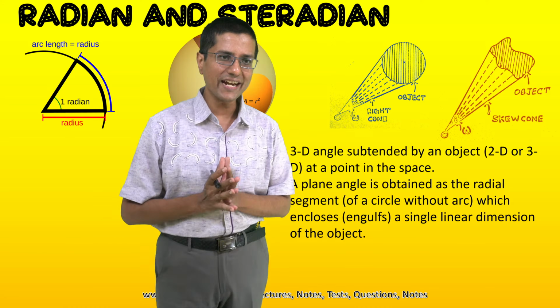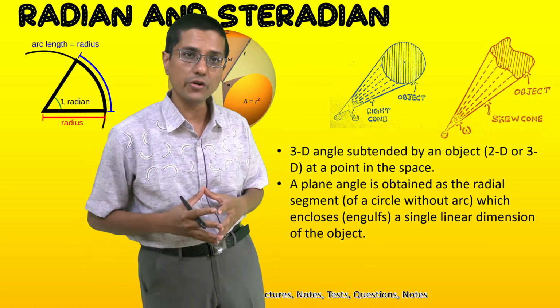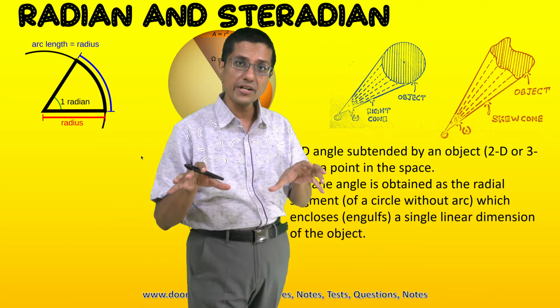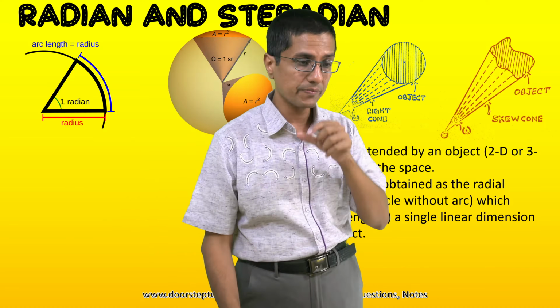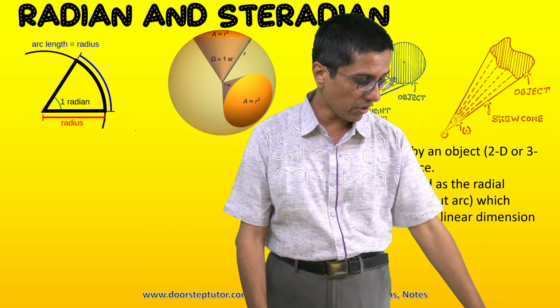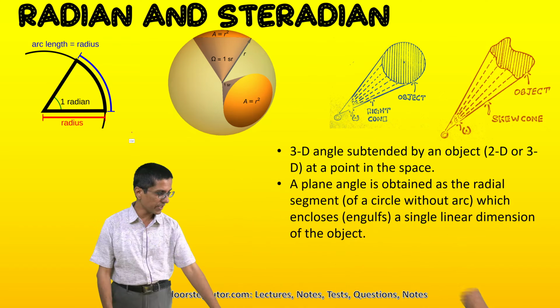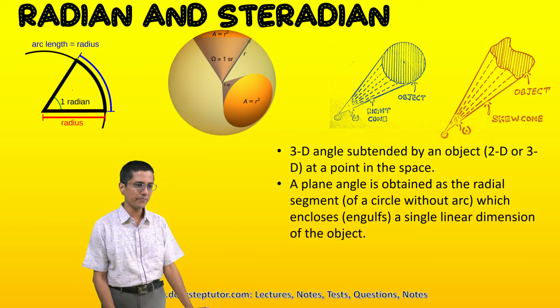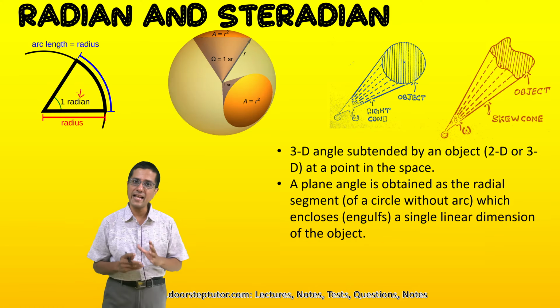Friends, let us now understand what we mean by steradian, and what is the physical quantity which this unit actually measures. Before we look into steradian, let's look at a common unit which we have already used and understand very well, and that is a radian. A radian measures an angle.